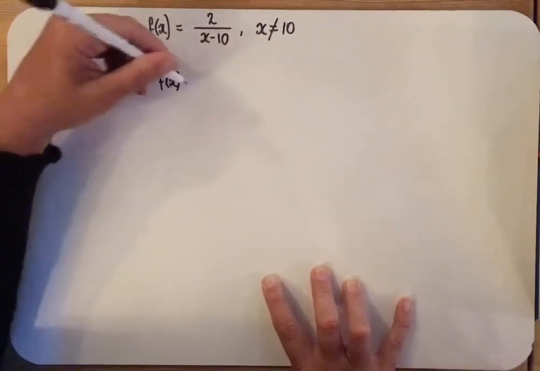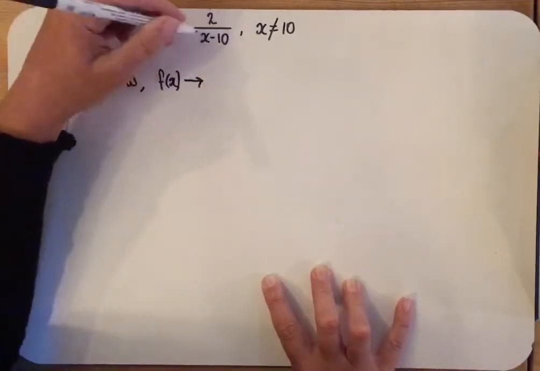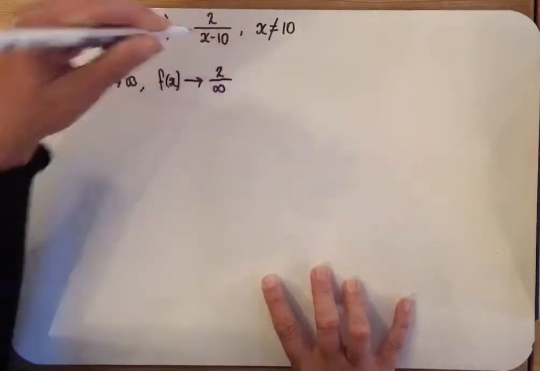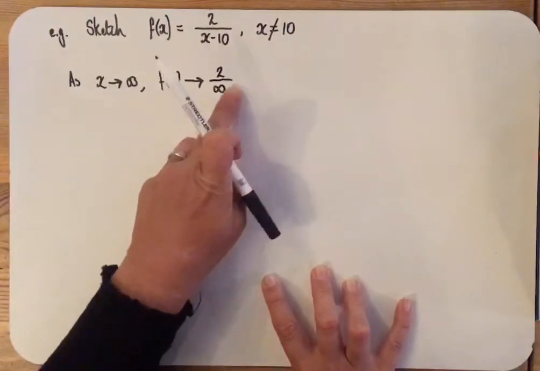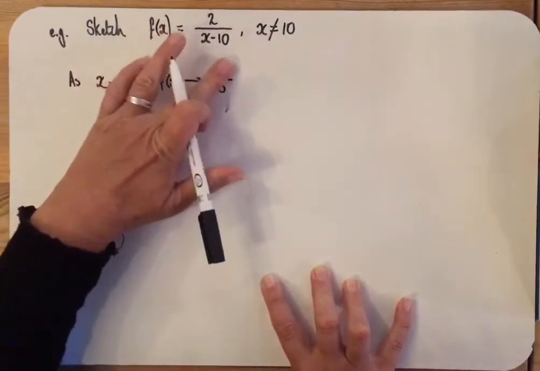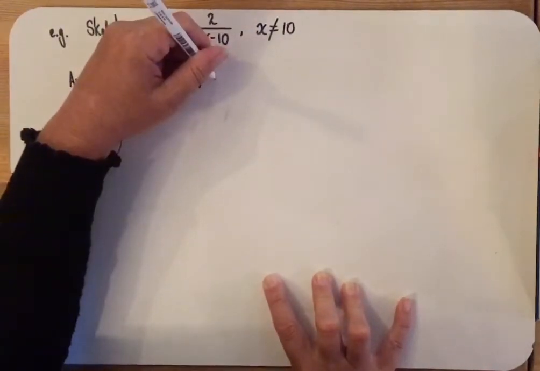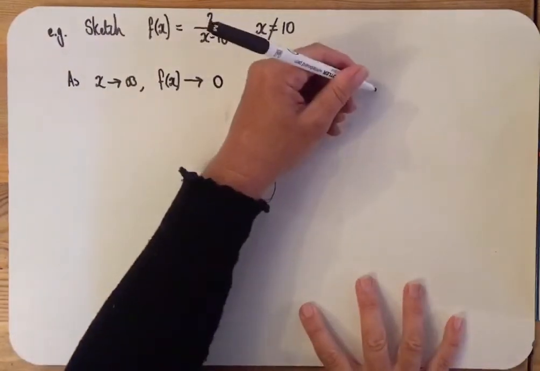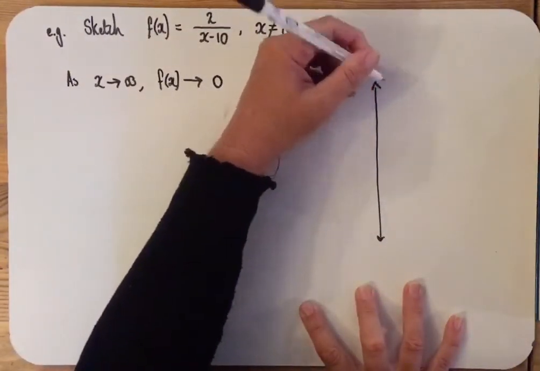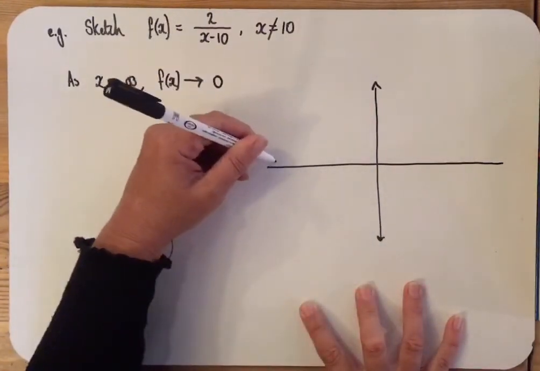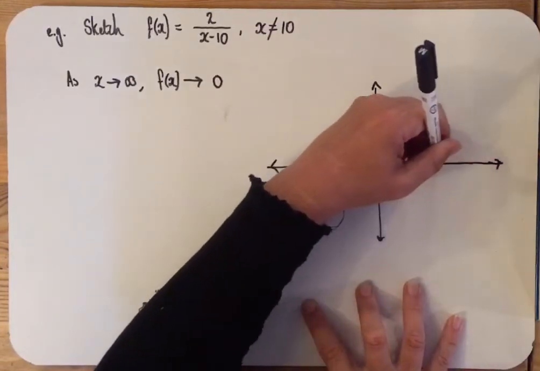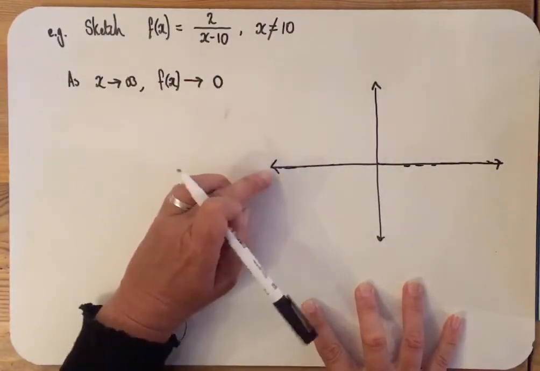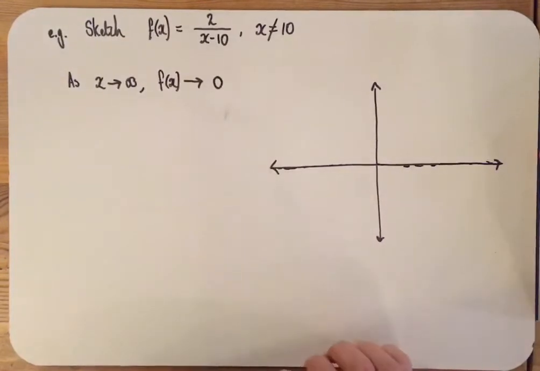f of x, we did this on the last one actually, didn't we, approaches 2 over an infinitely big number. I wouldn't normally write this like this, but 2 over a massive number is going to give you something that approaches 0. If you're ever unsure, you could just put a really, really big number into your calculator and see what happens. So as x approaches infinity, f of x approaches 0. And so we have an asymptote on the x-axis. So as x gets big, f of x is approaching 0. It could be approaching 0 from below or above, but we won't worry about that just at the moment.